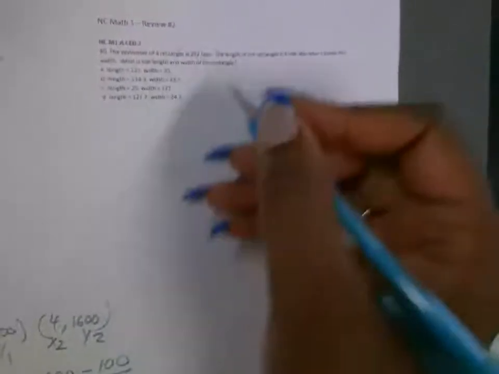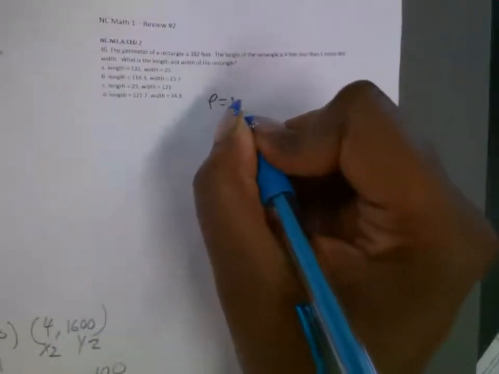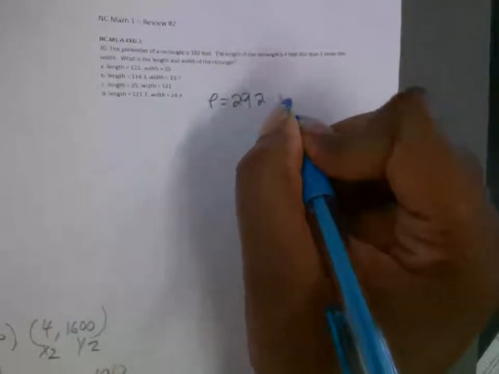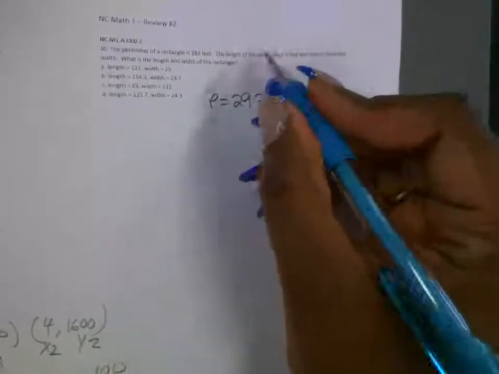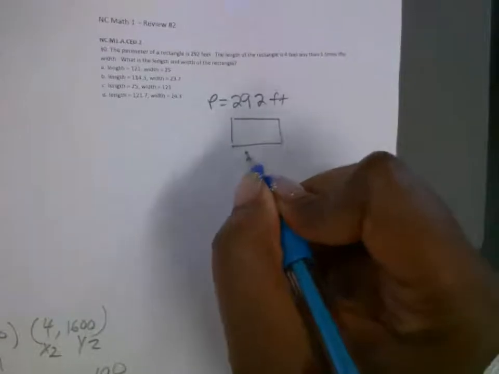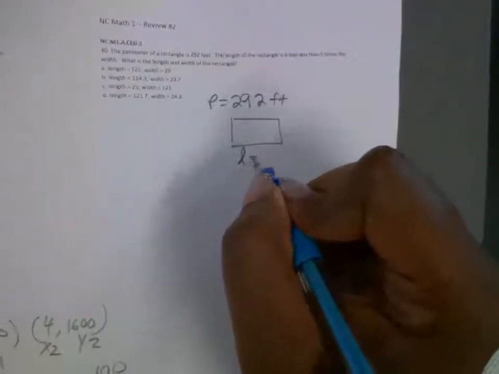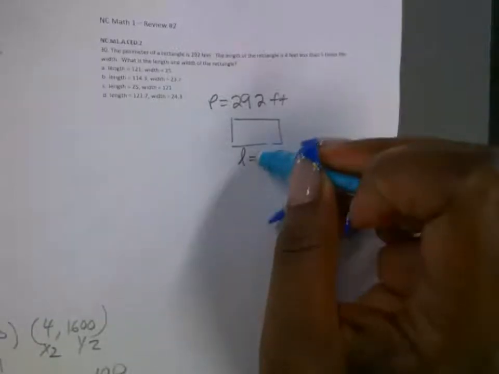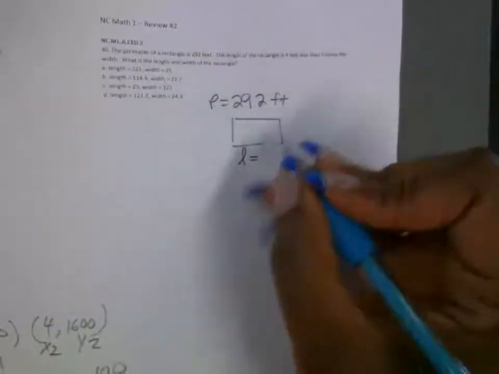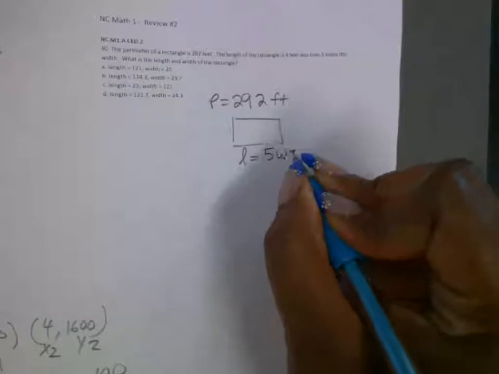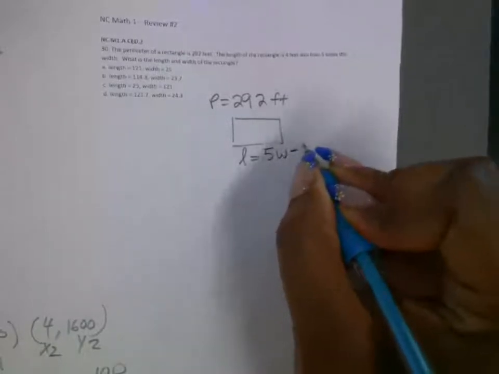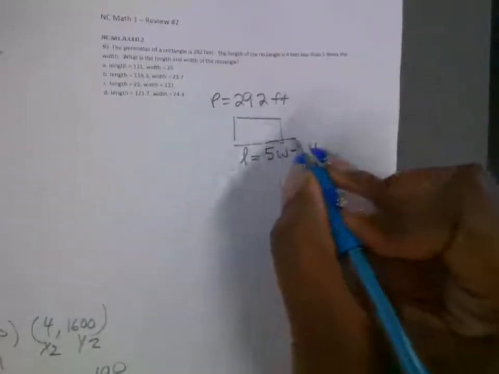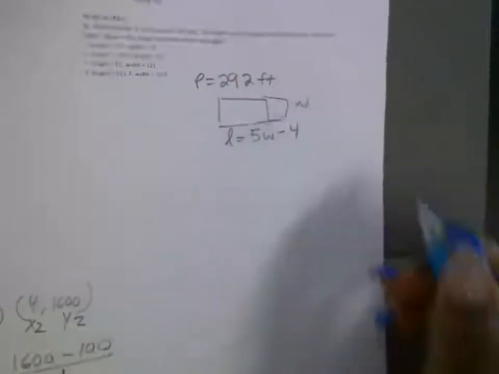The perimeter of the rectangle P is equal to 292. Okay? The length of the rectangle L is 4 feet less than 5 times the width. So it's 5W minus 4. Okay? And this is W. All right.